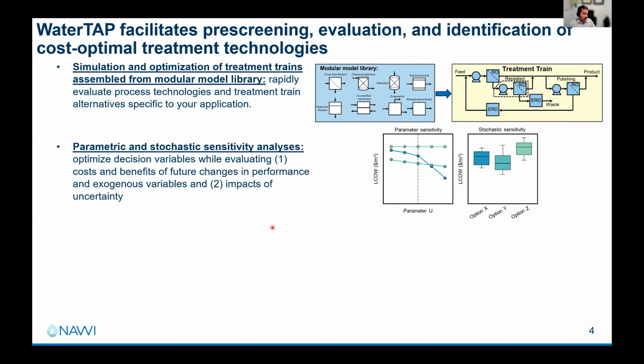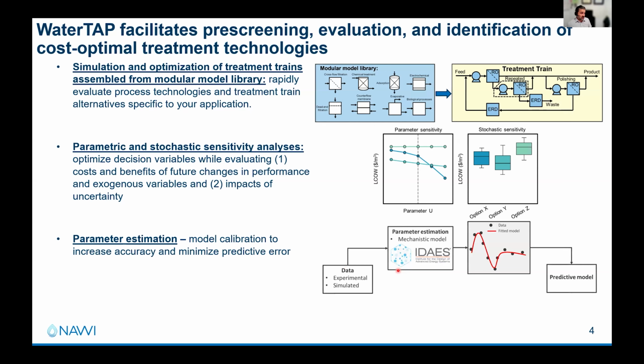Other capabilities that are built in within WaterTAP that can be leveraged: parametric and stochastic sensitivity analyses. So how do my results change as a result of uncertainty, right? Let's say my electricity cost is varying. How does that affect my levelized cost of water? What if membrane costs shift? How does that affect my optimal solution for my design and the associated cost of water, right? So we could evaluate that with built-in tools.